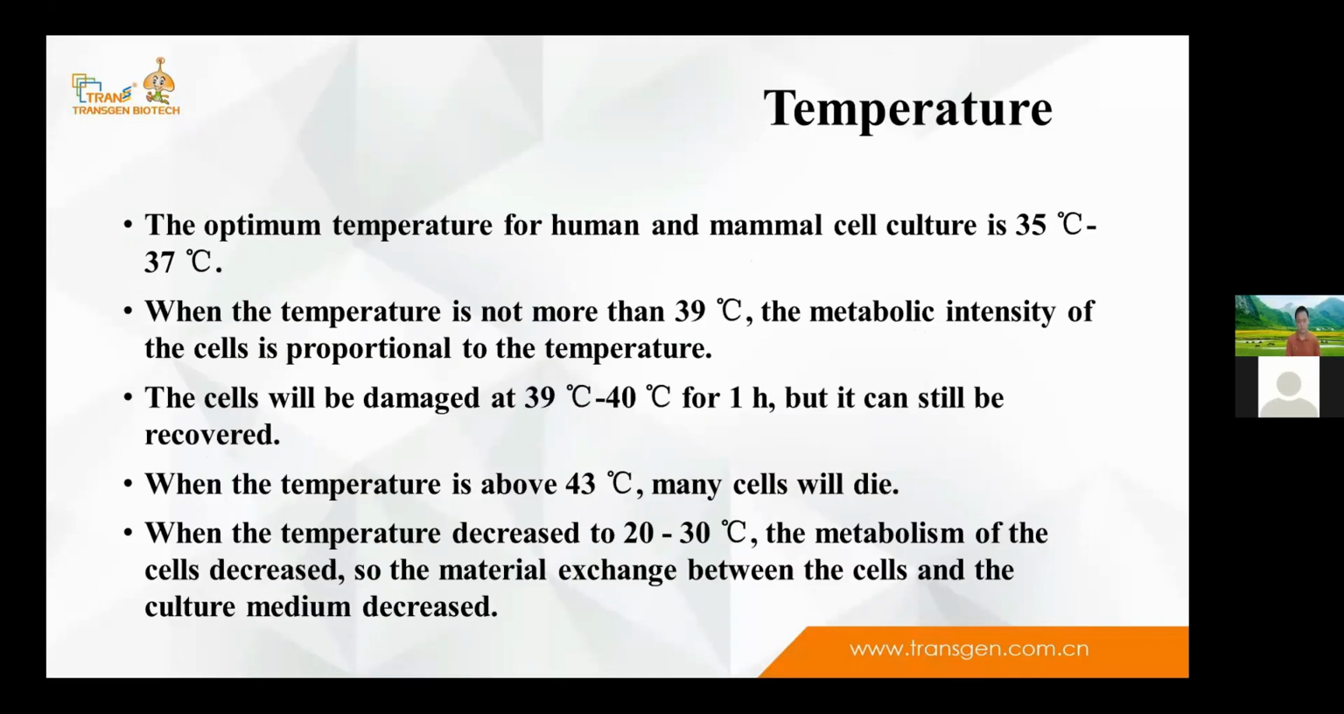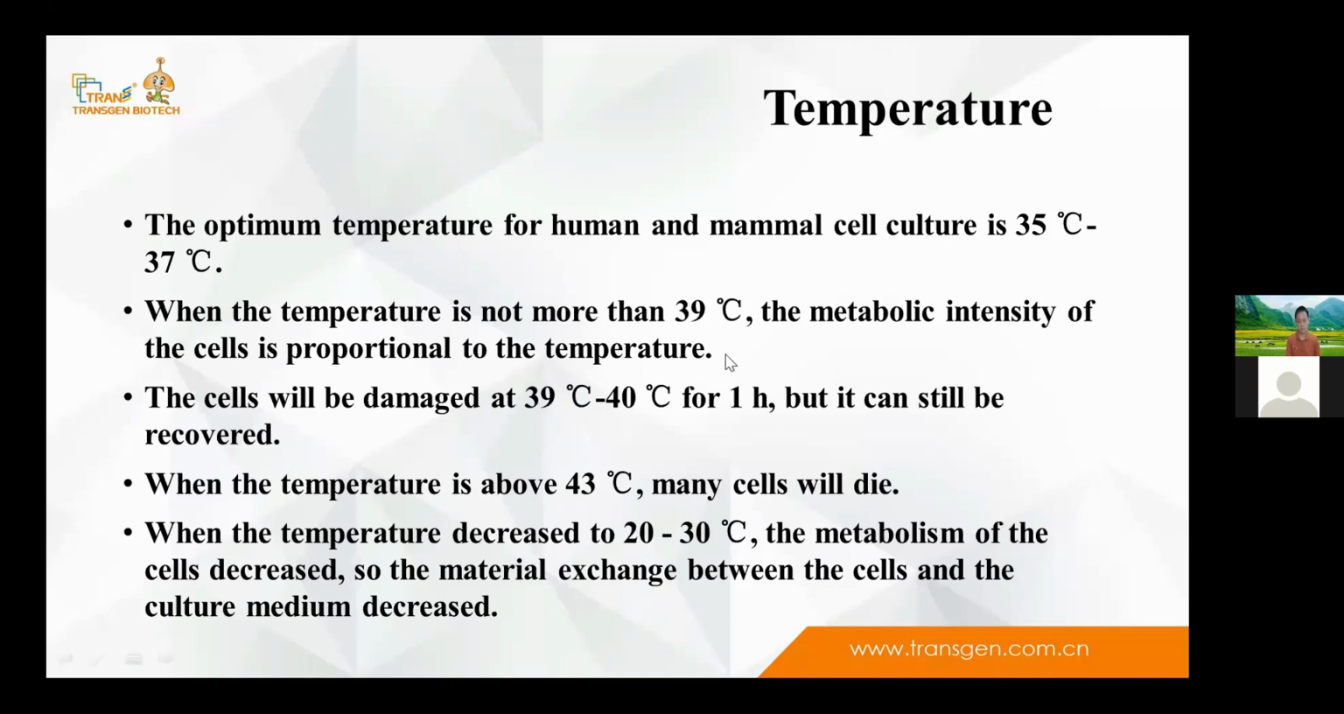And the temperature. The optimum temperature for human and mammalian cell culture is 35 to 37 centigrade. When the temperature is not more than 39, the metabolic intensity of the cells is proportional to the temperature. But the cells will be damaged at 39 to 40 centigrade for 1 hour, but can still be recovered. But when the temperature is above 43 centigrade, many cells will die.